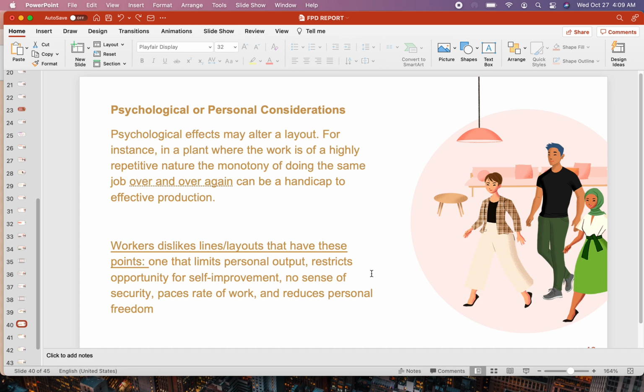So other factors that should be considered when it comes to plant layout, if you're really aiming for balanced operation, are of course psychological or personal considerations. Many of us workers can definitely relate to this, especially if your job is just a repetitive type of job. The monotony of doing the same job is quite wearying. So it would be a great consideration if one should take note of these points to attain balanced operation.